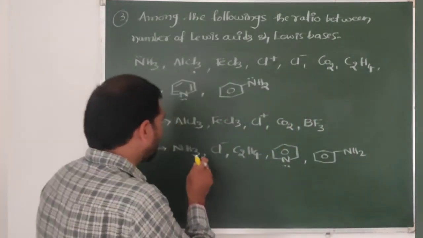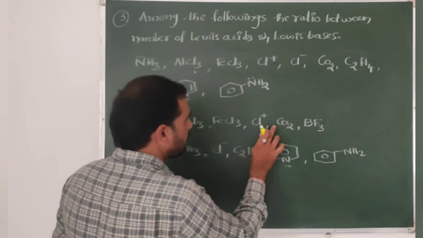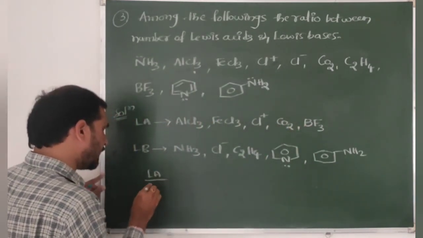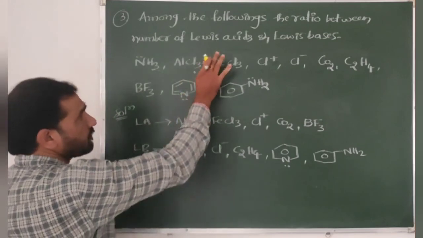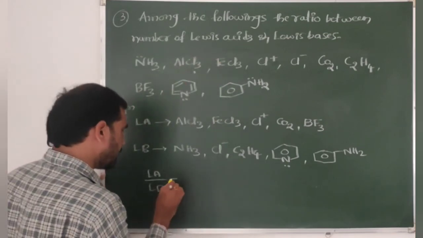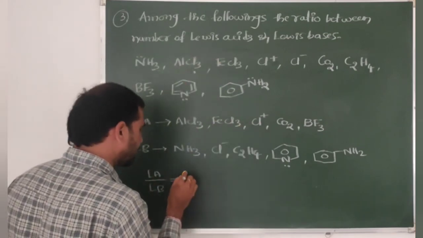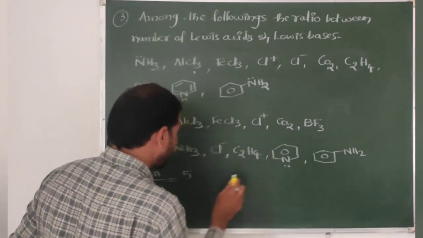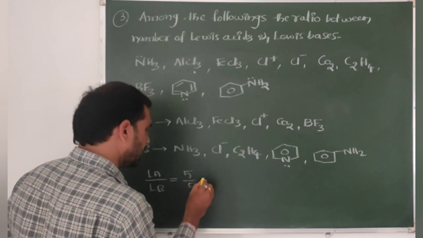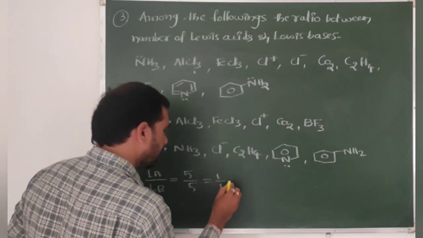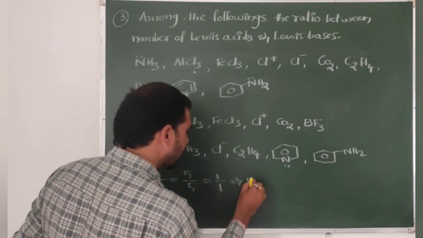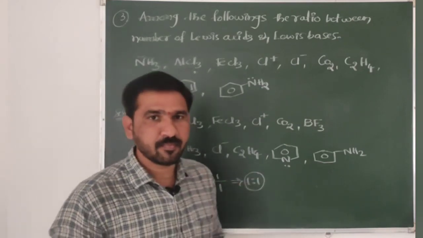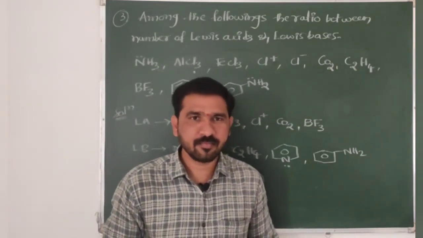Right? Coming to this, 1, 2, 3, 4, 5. The ratio between Lewis acids and Lewis bases is asked here. Right? Therefore, the number of Lewis acids is 5, and the number of Lewis bases is 1, 2, 3, 4, 5. So 5 by 5, that is equal to 1 by 1. It means a 1:1 ratio. So this is the right answer. Is it clear, beta? Thank you.